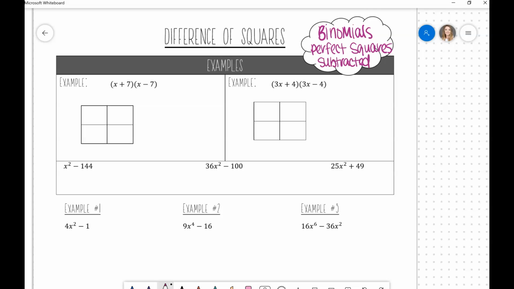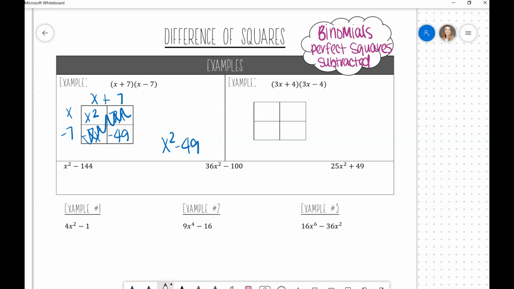Okay, so before we look at the factoring, let's look at why this works when we multiply. If we have x plus 7 times x minus 7, and we use our area model to multiply, or expand, we get x squared in our top left, negative 49 in our bottom right, 7x, and negative 7x. Once you combine everything, our 7x's cancel, and we're left with x squared minus 49. A binomial that's subtracted, perfect square, perfect square.